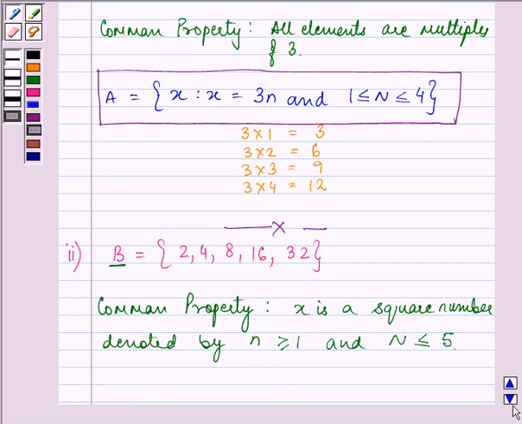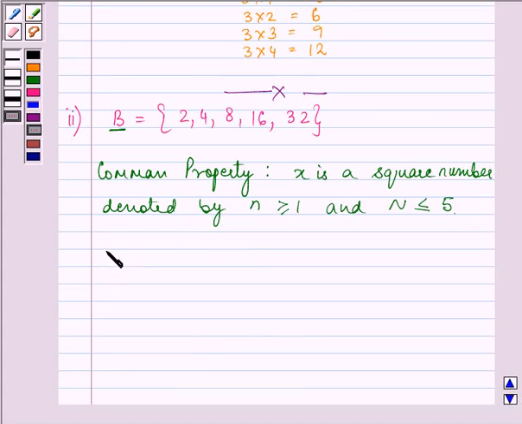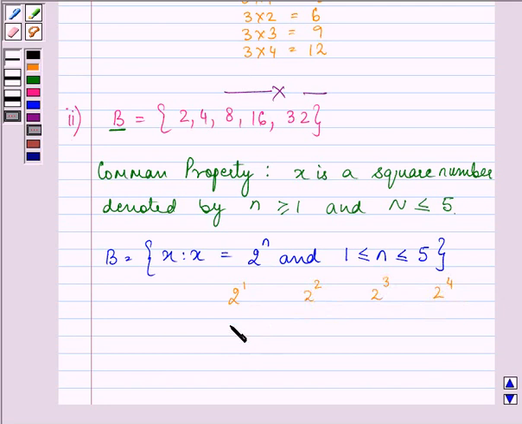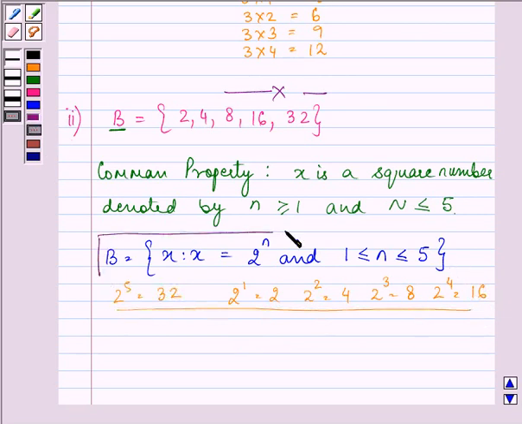So let us write it in set builder form, and it will be B = {x : x = 2^n and 1 ≤ n ≤ 5}. Now this completes our second part, and let us verify it also. 2 raised to the power 1, then we have 2 raised to the power 2, 2 raised to the power 3, 2 raised to the power 4, and 2 raised to the power 5. So what is the answer? It will be 2, 4, 8, 16, and 32, isn't it? So that means we have verified our obtained answer also. So this is our required answer of the second part.